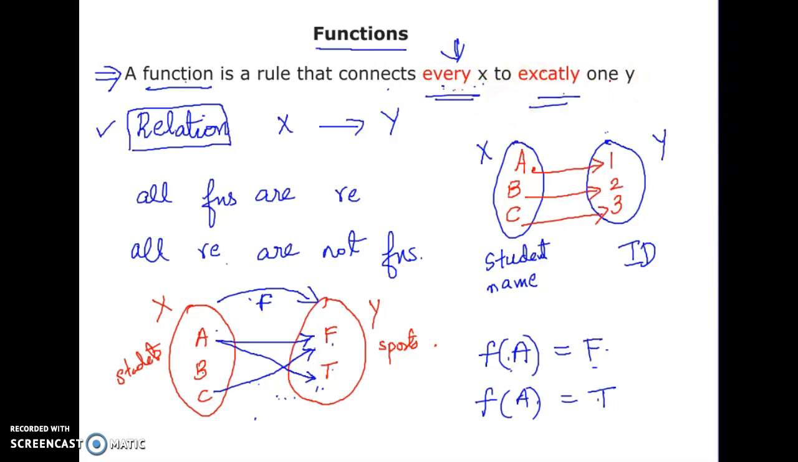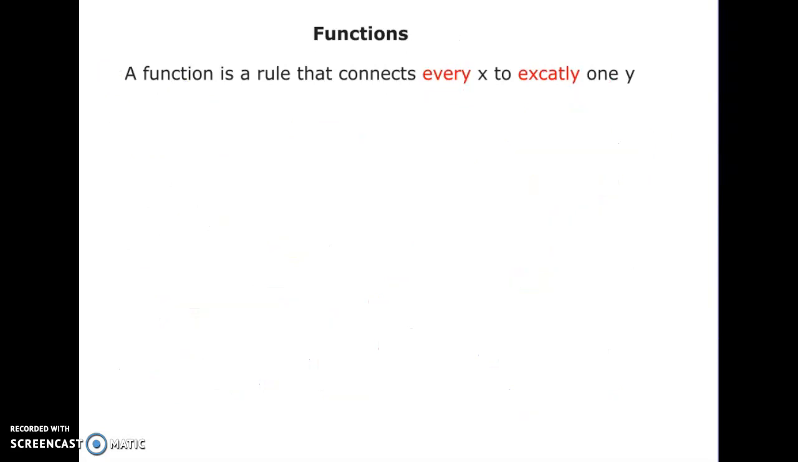Now, let me give you some more examples. I'm going to clear the screen first. Student names and locker numbers. So I have 5 lockers in my school, let's say, for the students in my classroom.